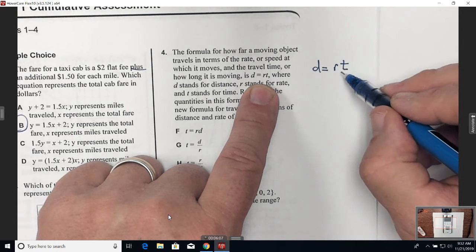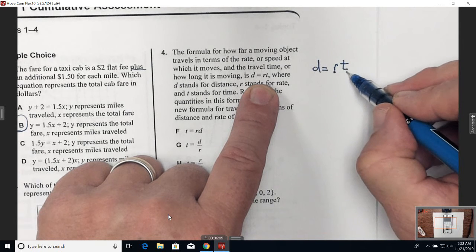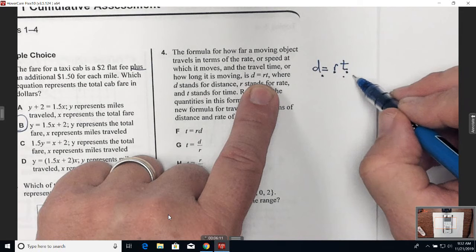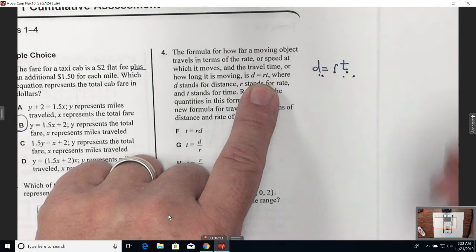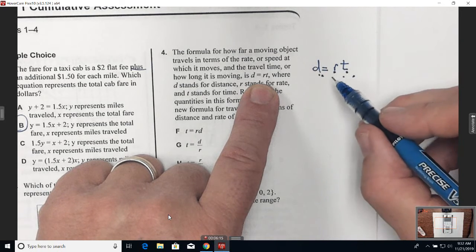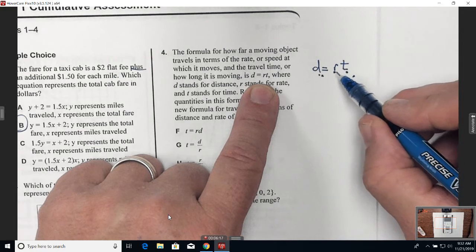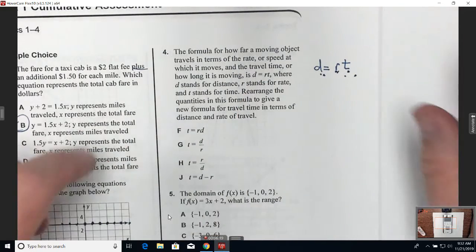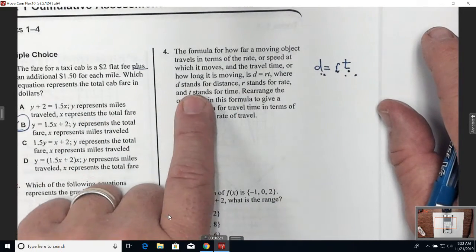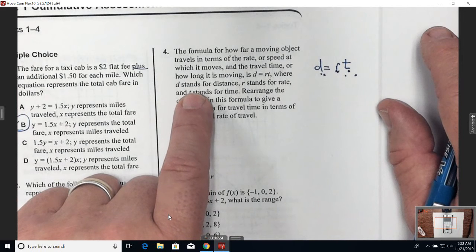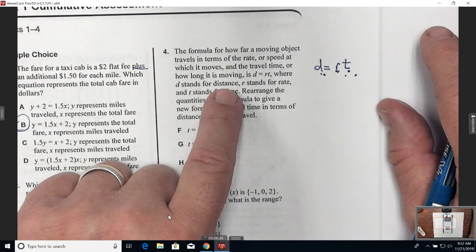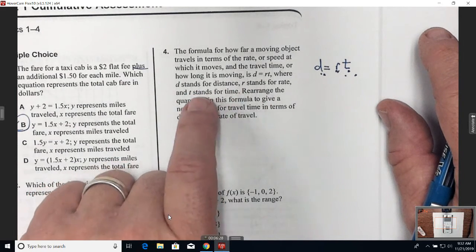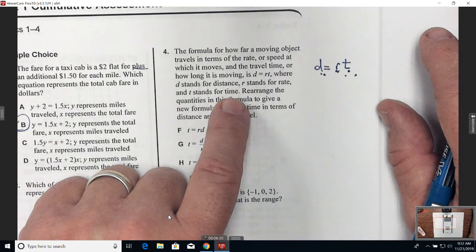60 miles, right? If I went 60 miles an hour for 2 hours, how far could I go? 60 times 2 is 120. You get the idea? So if it was 60 miles an hour for 3 hours, that's my rate of speed times my time. That's all that means. So D stands for the distance, R stands for the rate, and T stands for the time that you're driving.